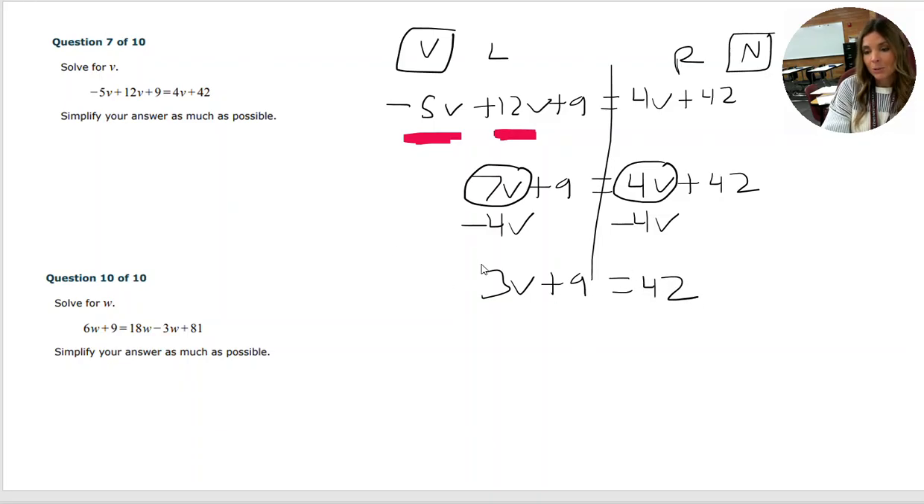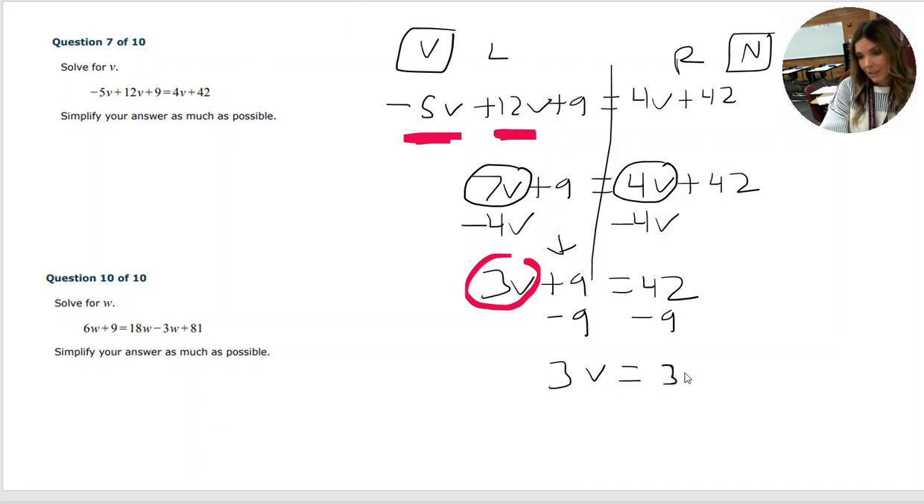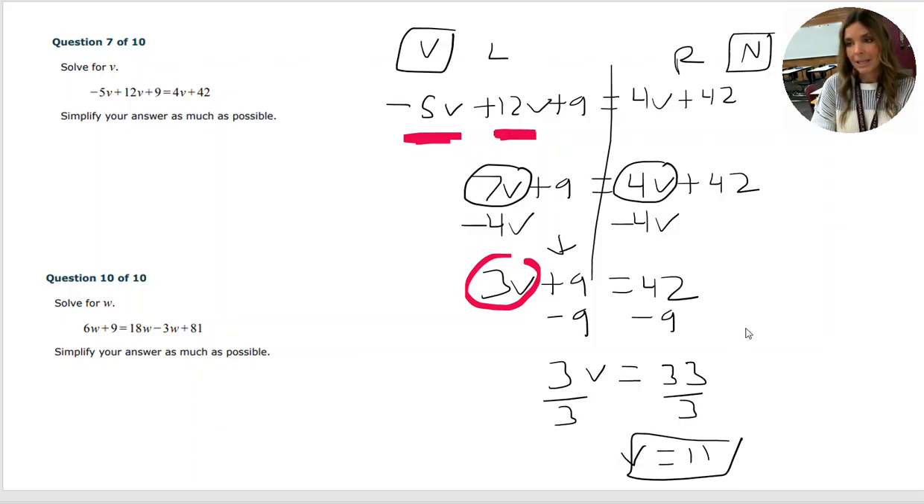Now I just have a two-step equation to solve. Remember, we want to get rid of the 9 on the left side by subtracting 9. So 3 times v equals 42 minus 9, which is 33. And now we get rid of that multiplication by dividing. So v equals 11.